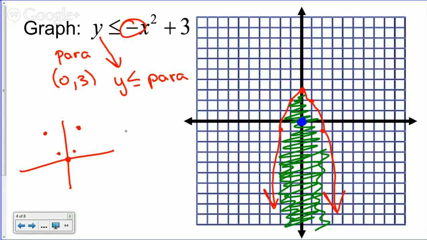Sure. So I've got 0 less than or equal to negative 0 squared plus 3. Well, this becomes 0. So 0 less than or equal to 3. Yes, that is true. So I need to shade in that portion of my graph. Okay?